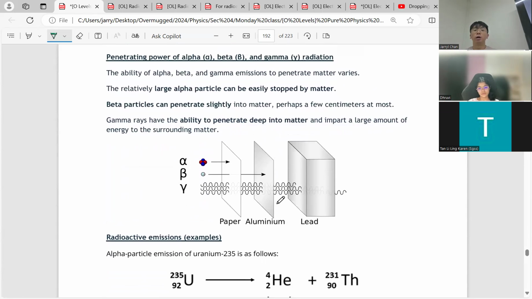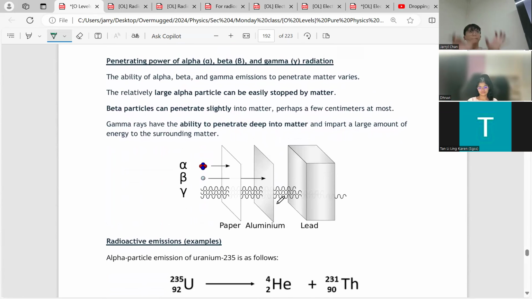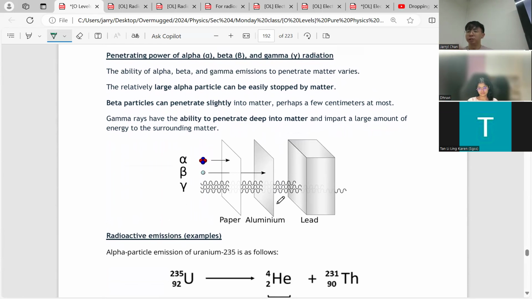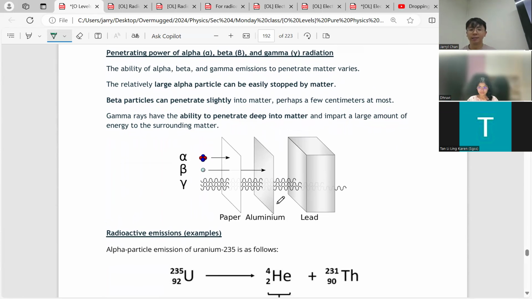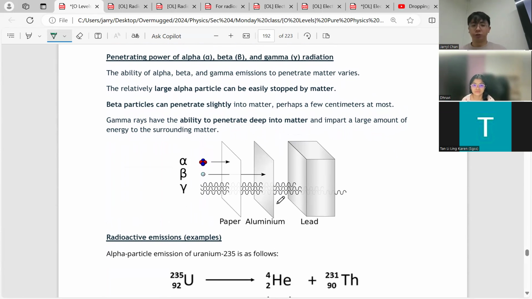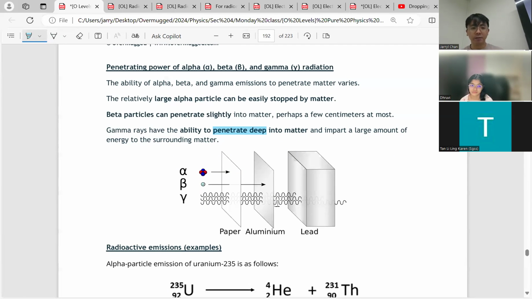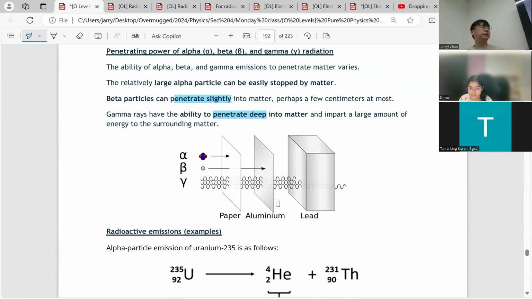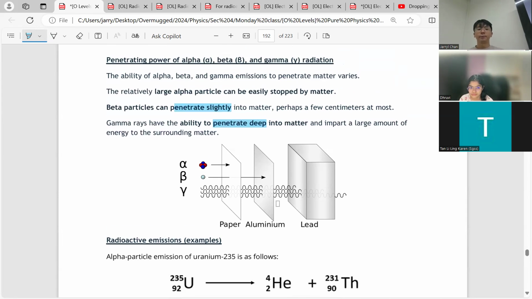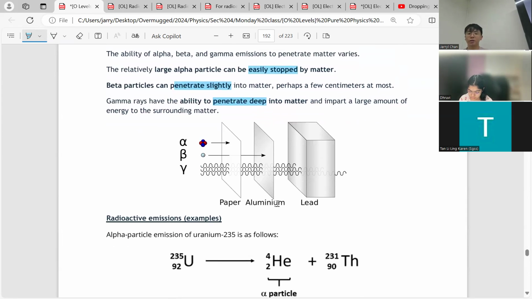Penetrating power is a big part of the entire new syllabus that they introduced. We have to be familiar with the penetrating power. In short, of all the alpha, beta, and gamma introduced, only gamma is very high in penetration. Gamma ray can penetrate deep. Beta, a bit. Alpha, even less. So alpha is the smallest, followed by beta, followed by gamma. It can go deep into something thick, like the lead here. Easily stopped. Penetrate slightly, penetrate.